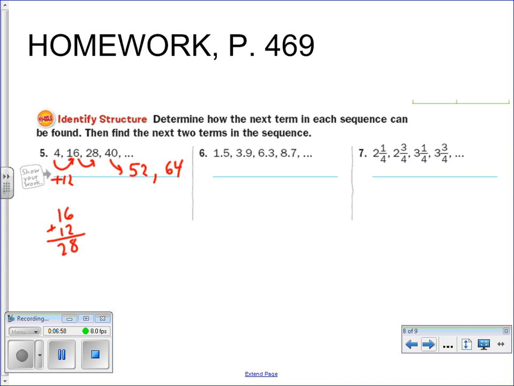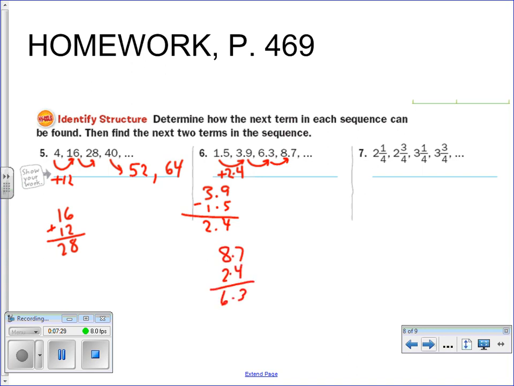Decimals, yay. Could be adding again, right? How do we figure out what they add? Find the difference. All right, 3.9 minus 1.5, 2.4. So it looks like they're adding 2.4. Hopefully you see how this is really algebra. We're doing the inverse to find out what to do. Let's double check. 8.7 minus 2.4 should be 6.3. It is.